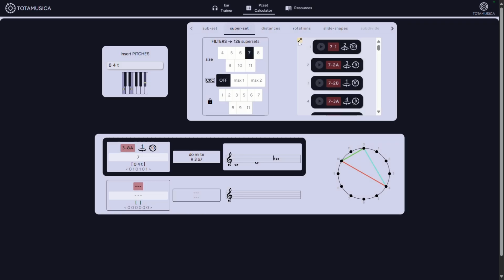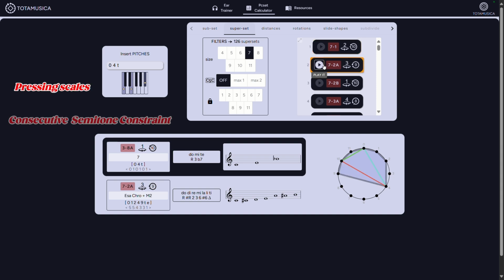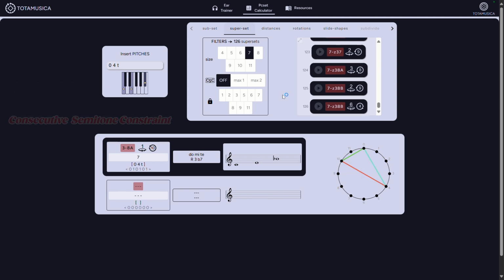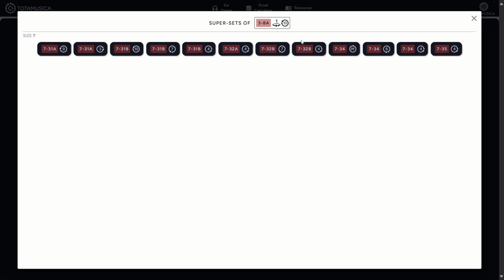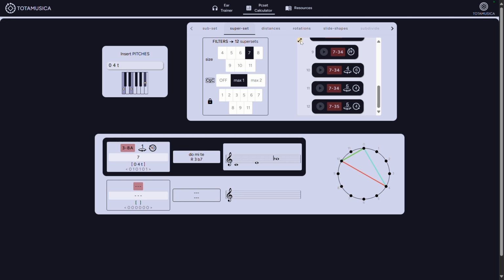No more, no less. However, upon reviewing the results, starting with 7-1, it becomes clear that many of these sets are hyperchromatic and not particularly useful as scales in the context of straight-ahead jazz or common practice jazz. At this point, we can apply the concept of pressing scales, or the consecutive semitone constraint, CSC, which eliminates sets containing consecutive semitones. Applying this filter reduces the results to 12 heptachords. Let's examine them from the bottom up.